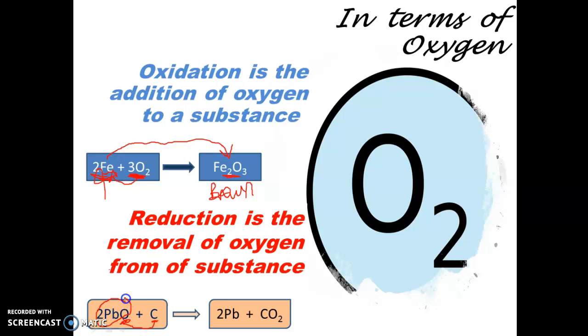And what is going to happen to lead 2 oxide? Lead 2 oxide will be reduced. Take note of the word reduced. That will undergo reduction to give you lead as an atom.